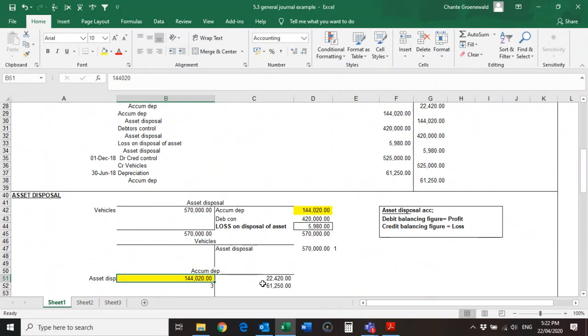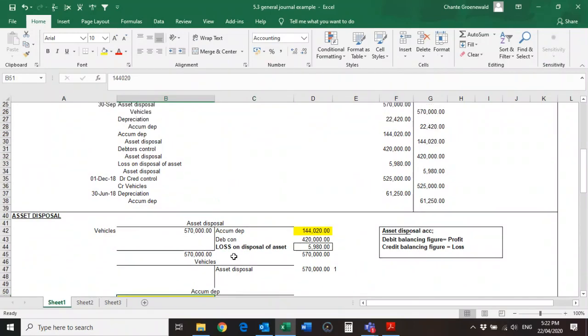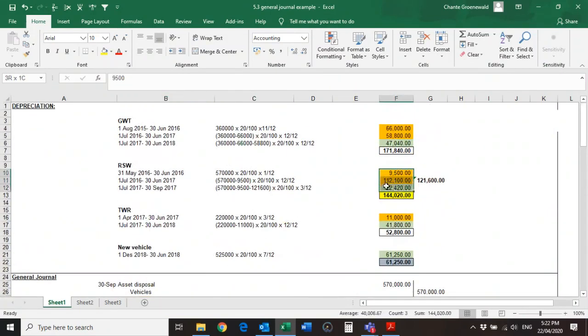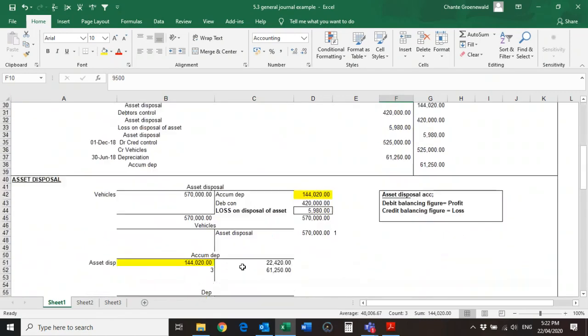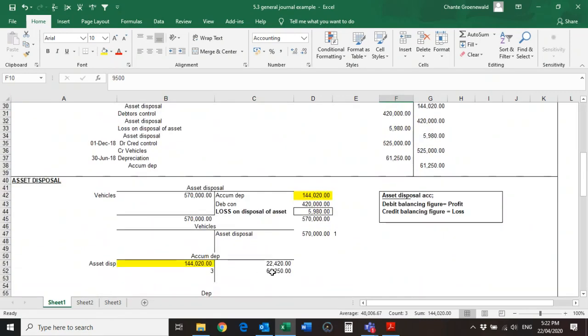That means that it's my depreciation for my current year as well as all the previous years' depreciation. All of these previous years' depreciation. Can you see that those two added together is the 144,020? Okay, that's important.